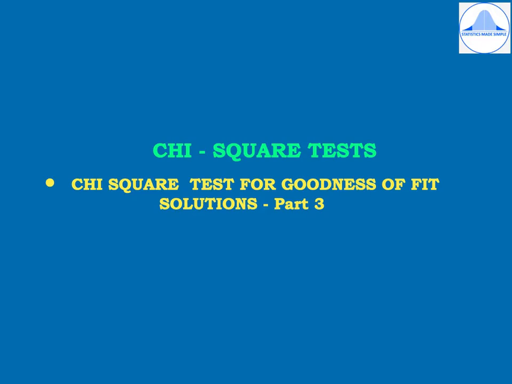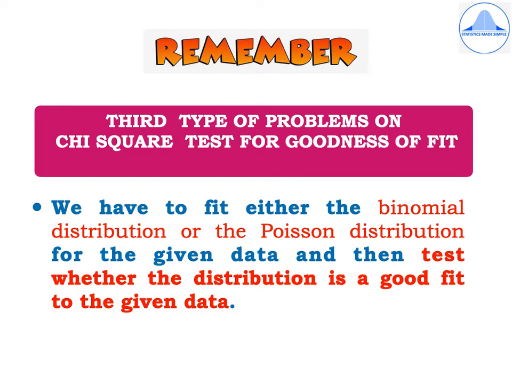This video is based on finding solutions to problems on the chi-square test for goodness of fit, part 3. These problems are 10 markers and very important from the examination point of view. This video focuses on the third type of problems on chi-square test for goodness of fit. Here, we have to fit either the binomial distribution or the Poisson distribution for the given data and then test whether the distribution is a good fit to the given data. Like I already mentioned, these problems are important 10 markers.